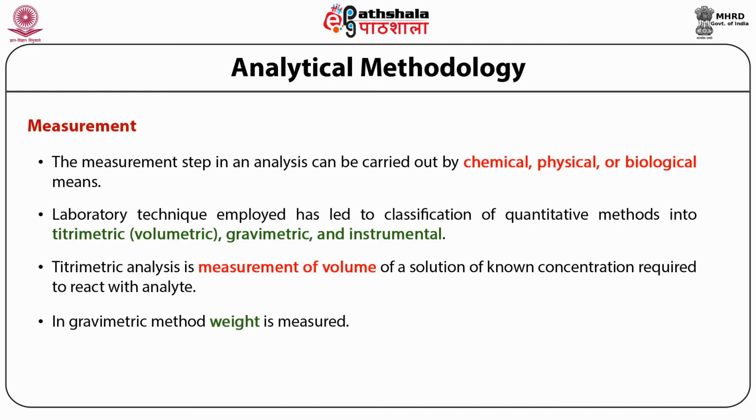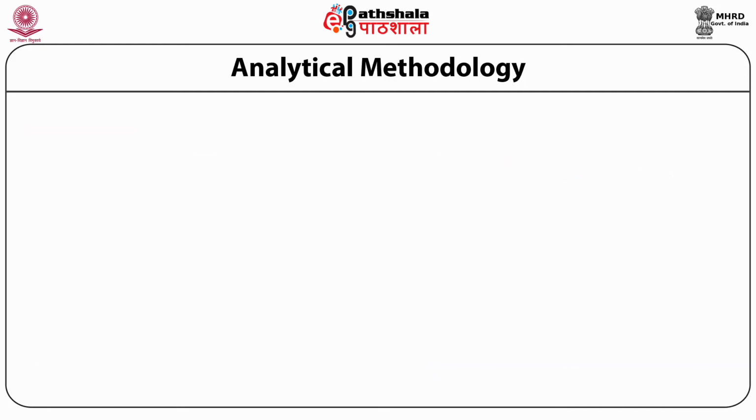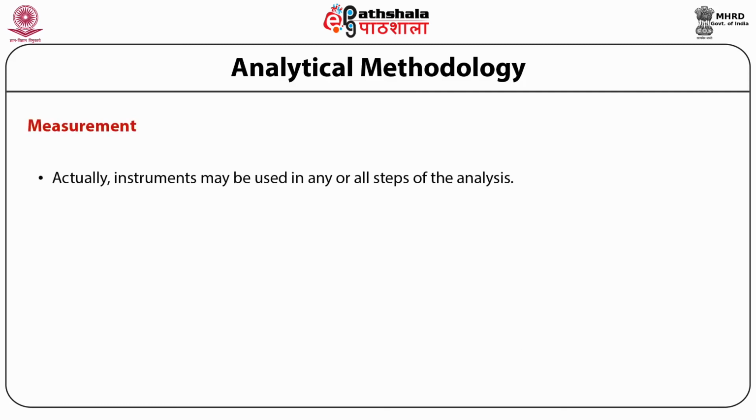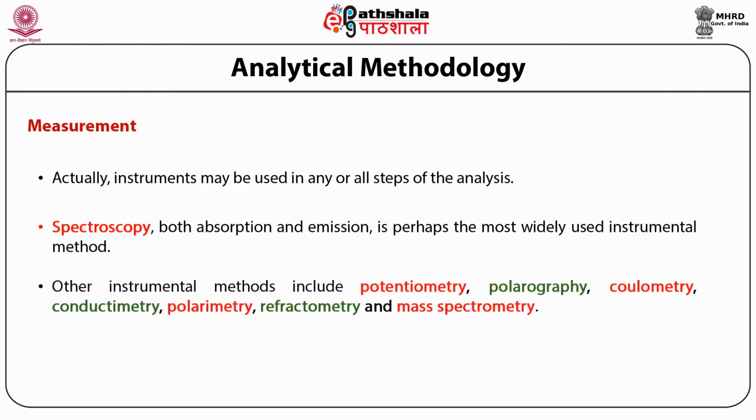In a gravimetric method, the measurement is one of weight. The term instrumental analysis is used rather loosely. It originally referred to the use of a special instrument in the measurement step. Actually, instruments may be used in any or all steps of the analysis. Spectroscopy, both absorption and emission, is perhaps the most widely used instrumental method. Other instrumental methods include potentiometry, polarography, coulometry, conductometry, polarimetry, refractometry, and mass spectrometry.